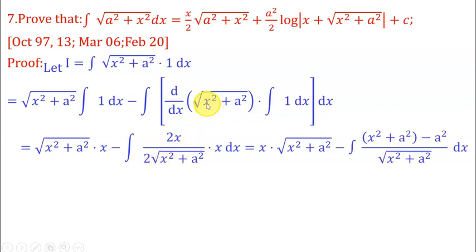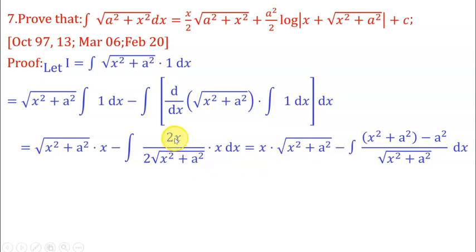Into derivative of x square plus a square. Derivative of x square is 2x, and a square is 0. The 2 gets cancelled. X into x. You will get here the integral of 1, which is x. X into x, that is x square. Now keep this first term as it is.